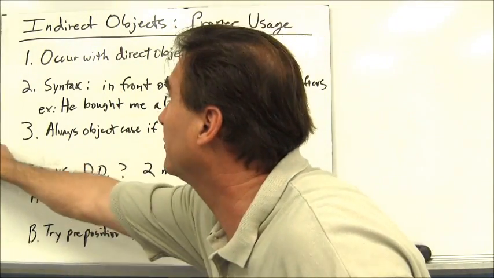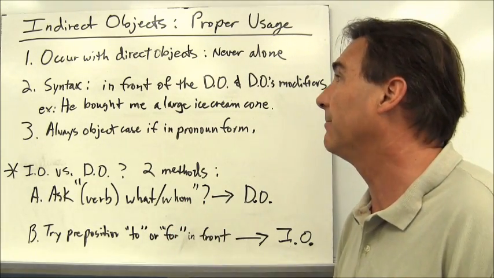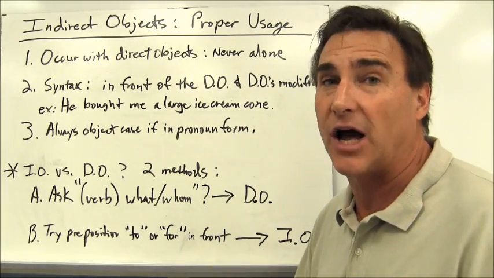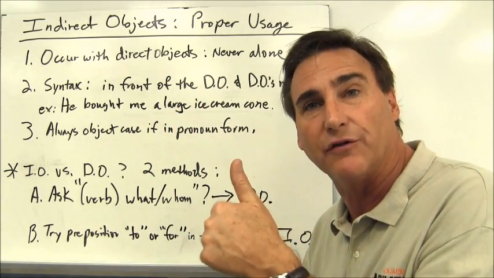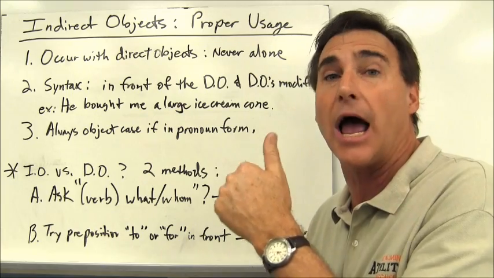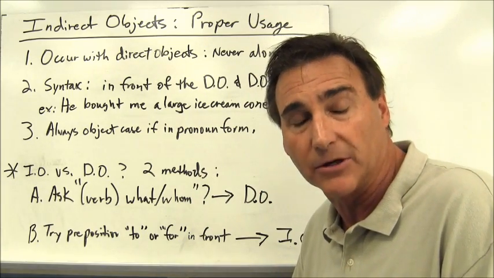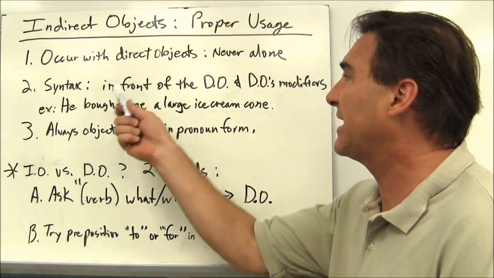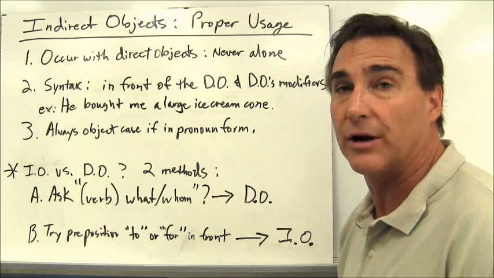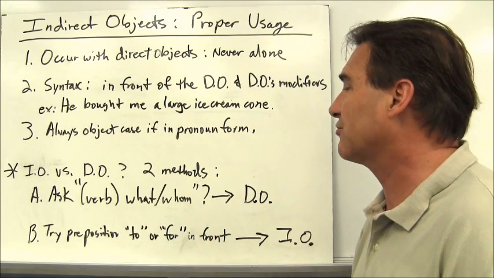Okay? There's a couple words fall there, but that's all right. Indirect objects. First, let's talk about how to properly use them. First of all, you need to have a direct object before you can have an indirect object. They never occur alone. So they occur with transitive verbs that are at that time taking a direct object. Because as you know, transitive verbs don't always take direct objects. They can. The syntax is that it's placed in front of the direct object and all the direct object's modifiers, as in this sentence here. He bought me a large ice cream cone.